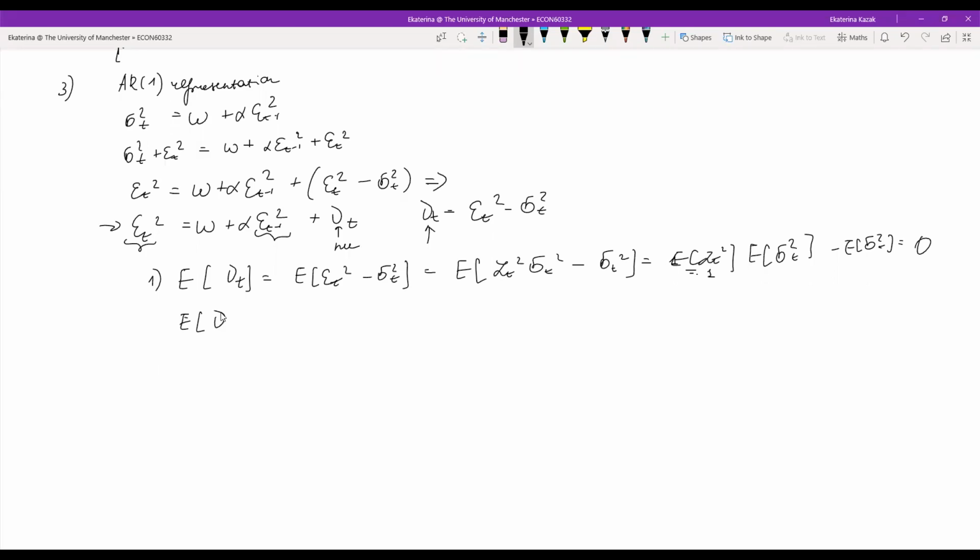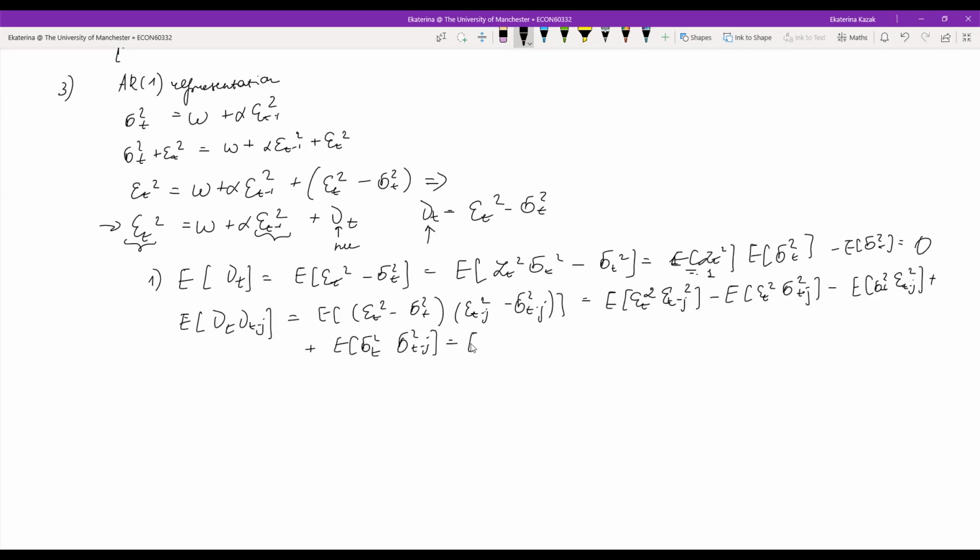Next, we need to show that the expected value of nu t and nu t minus j is 0 again. So remember, a white noise process is not allowed to be autocorrelated in any shape or form. And therefore, we would again write down the definitions. And then we open the brackets.